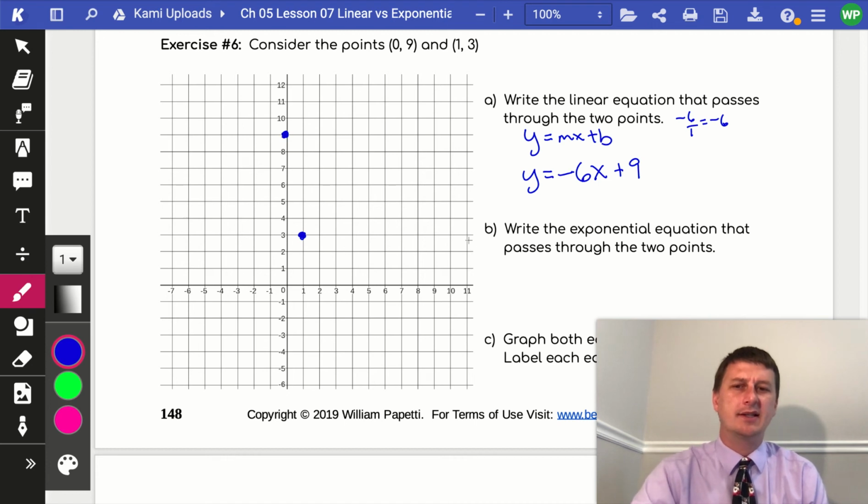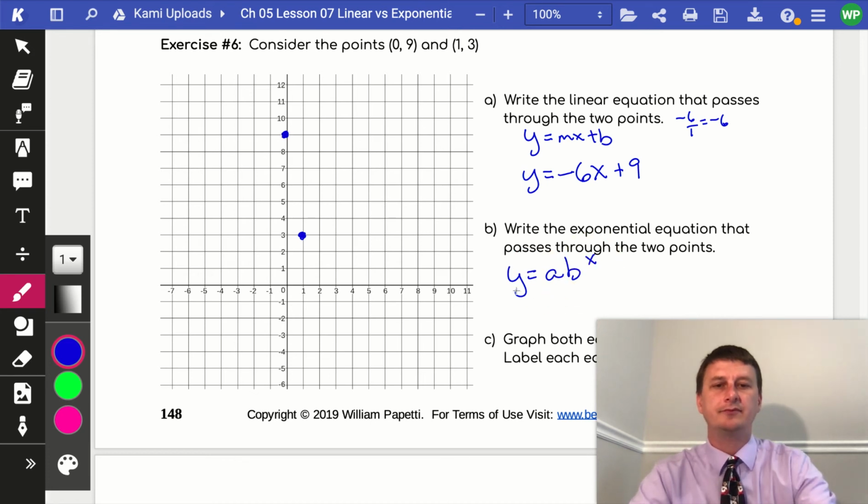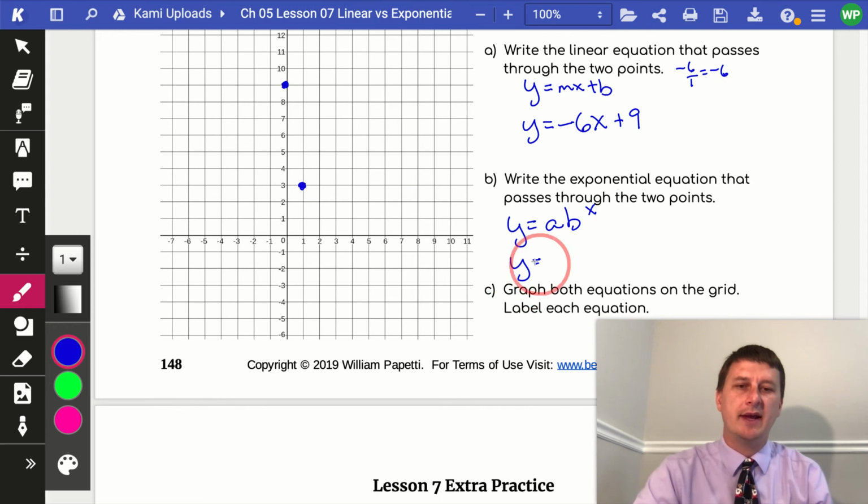And now it wants us to say, well, if this was an exponential equation, write the exponential equation that passes through those 2 points. So again, we're starting with an equation that looks like y equals a times b to the x, where a is your initial amount, and we know the initial amount is going to be 9. That's where x equals 0.